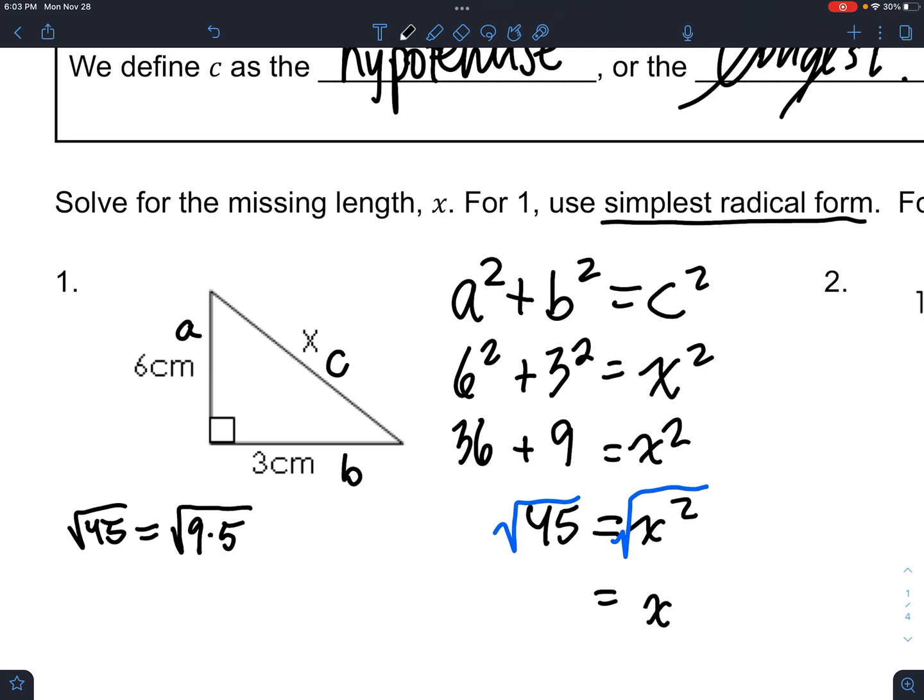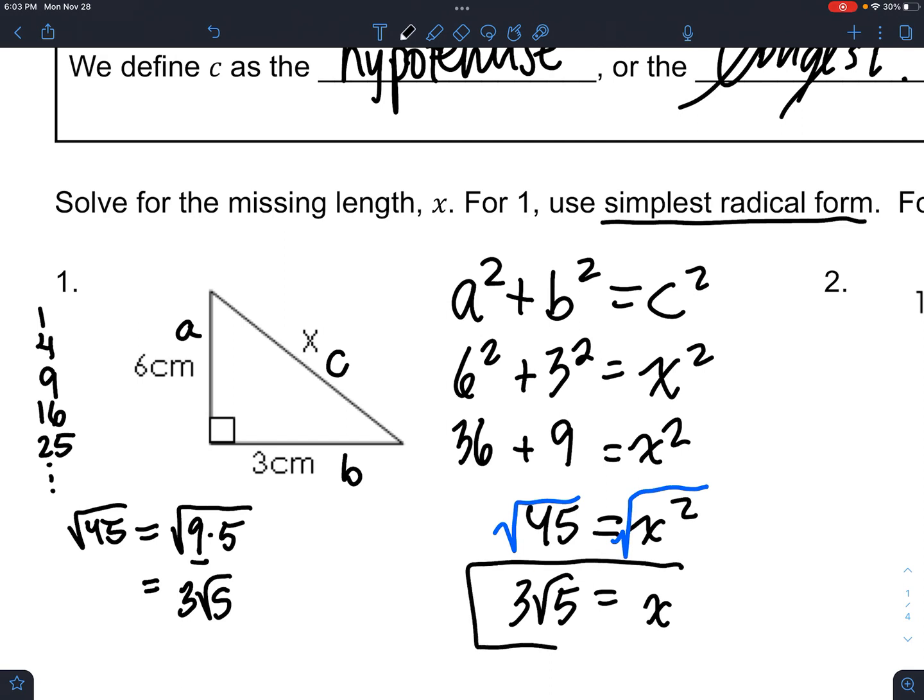Why do I say that one? Well, because 9 is on our list, right? Remember, our list was of those perfect squares. 9 is on the list, so I know that this 9 can come out and become a 3. So that's the answer. And we'll be doing more practice in class on radicals and stuff like that. But that is the length of this side right here.